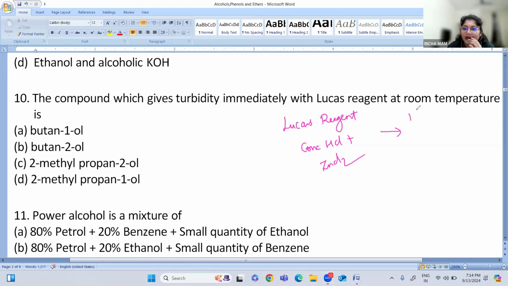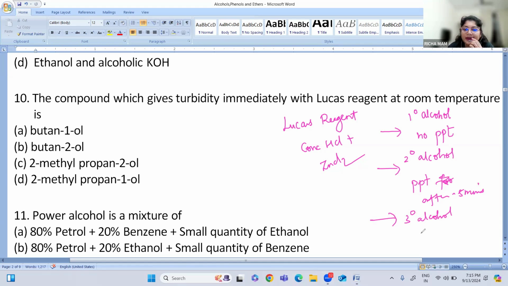When you react it with primary alcohol, you don't get any precipitate, there is no reaction. When you react it with secondary alcohol, you get a precipitate after 5 minutes. And when you have a tertiary alcohol, you get a precipitate immediately. Remember this. So which will give turbidity immediately? It should be a tertiary alcohol. Now find out which is a tertiary alcohol among these options.